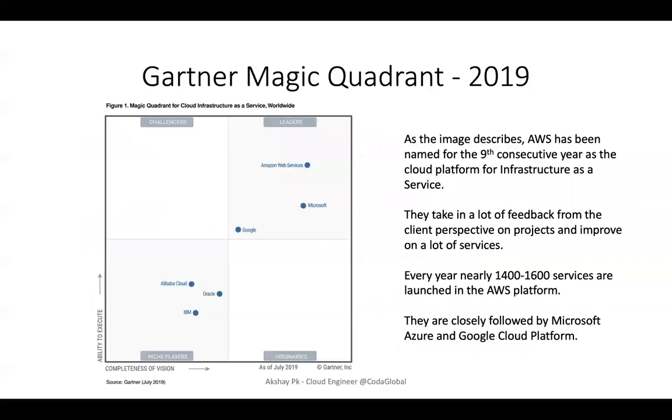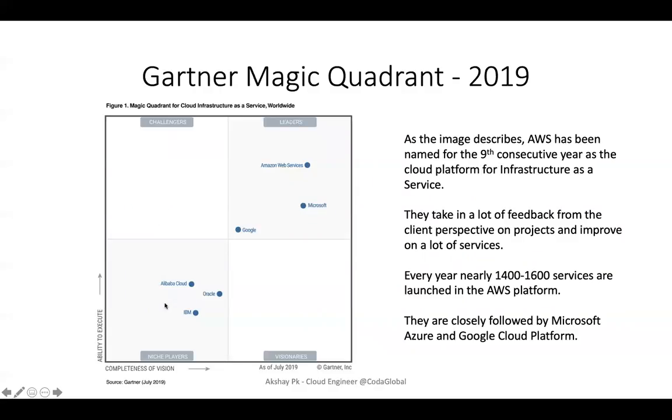So in Gartner's Magic Quadrant in the year 2019, as of July, Amazon Web Services has been named for the 9th consecutive year as a cloud-based platform for infrastructure as a service, right? Every year they probably launch around 1400 to 1600 new services. It could be small configurations, but even those are called services, right? They are closely followed by Azure and Google Cloud Platform. And under the niche players quadrant, you do have Alibaba Cloud, Oracle Cloud, and IBM Cloud, right?